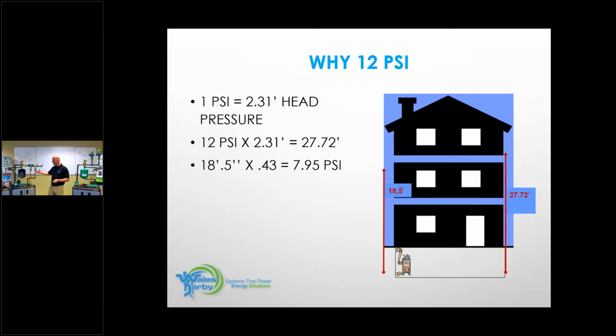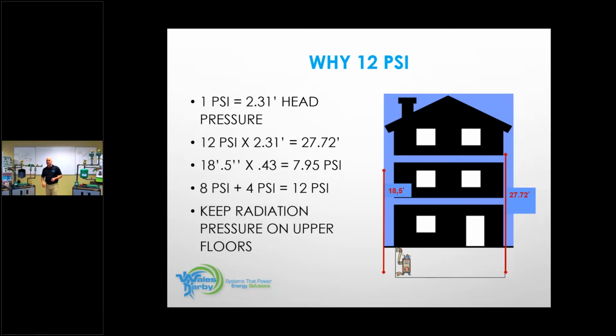That's why your expansion tank comes shipped with 12 PSI of air in the bottom. That's why your feed valve comes out of the box at 12 PSI. So again, we want you to know where these numbers come from. Now you know where they come from. But let's say I have a system that needs more than 12 PSI because I'm greater than 18.5 feet from the lowest point in my boiler to the highest point in the system.